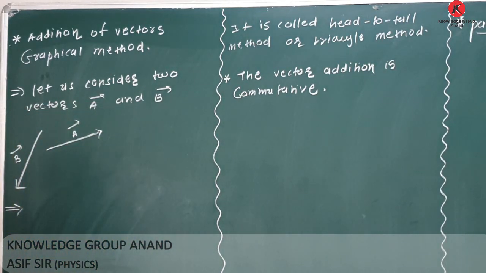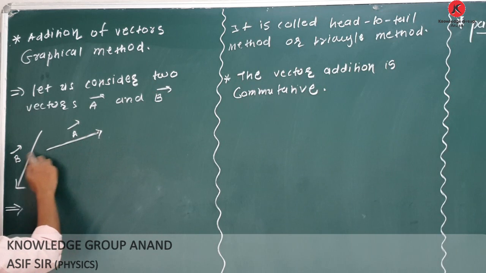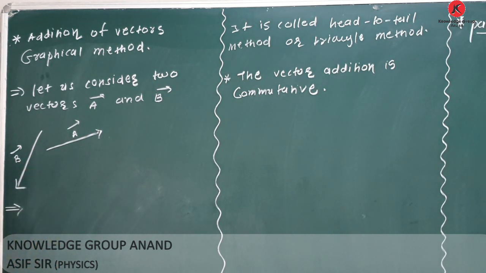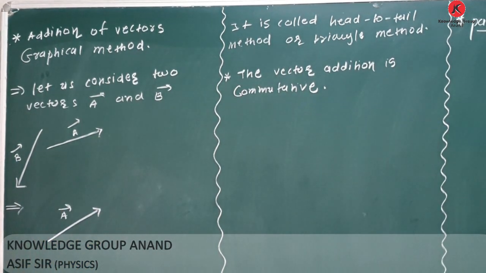So see here, addition of vectors by graphical method. Let us consider two vectors A and B. Here you are given two vectors A and B. Length indicates magnitude, direction indicates direction. What is first method? See here, first of all you have to take first vector. For example, it is vector A. So draw vector A with given direction and given magnitude. It is vector A.